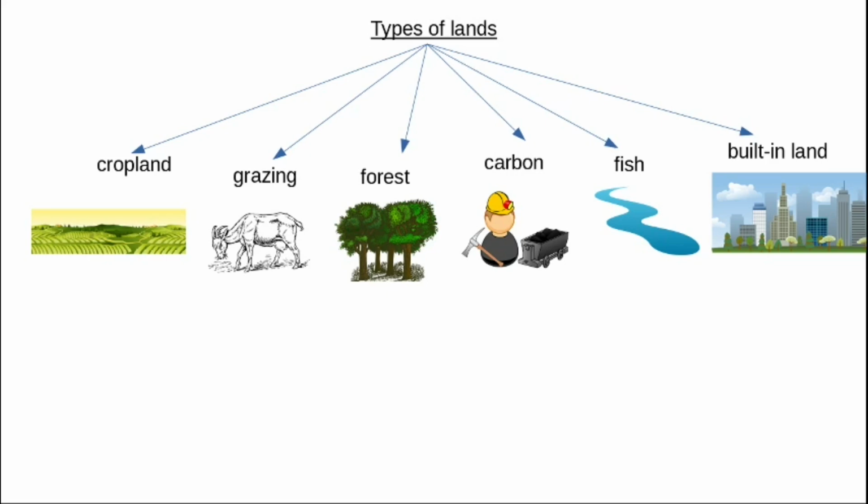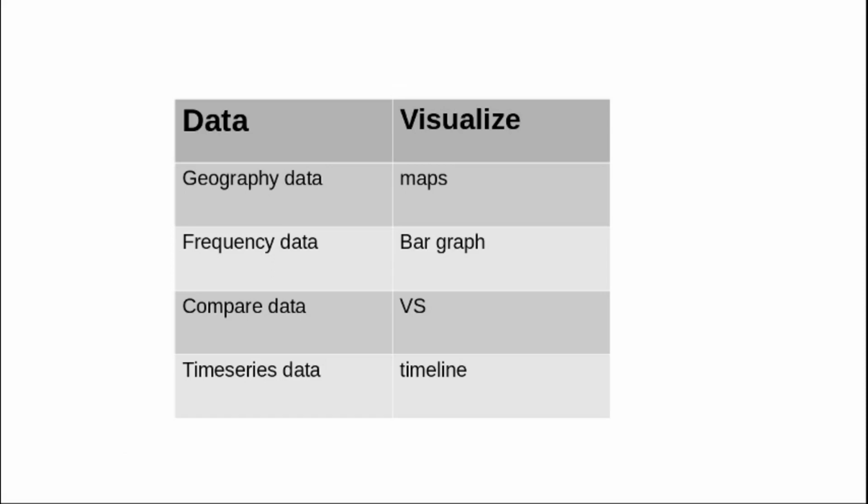These are the types of land, and these are basically resources, and all the needs we have belong to one of these resources. First is cropland, where we do agriculture, and grazing land, where we graze animals, and forest, and carbon land, where we get energy sources like coal and similar. The other is fish, so we get fish from ponds or the sea, and the other is building land, where we build houses. This is the summary I made.